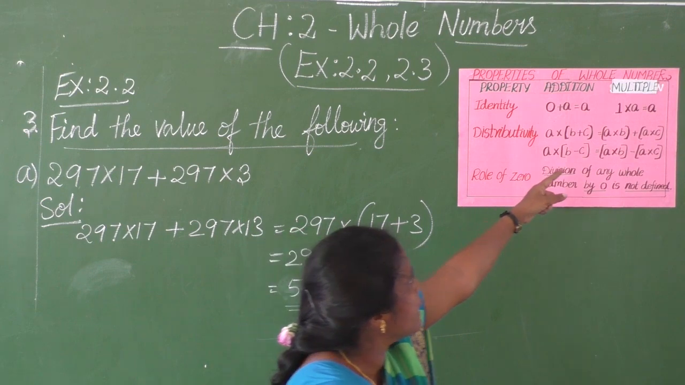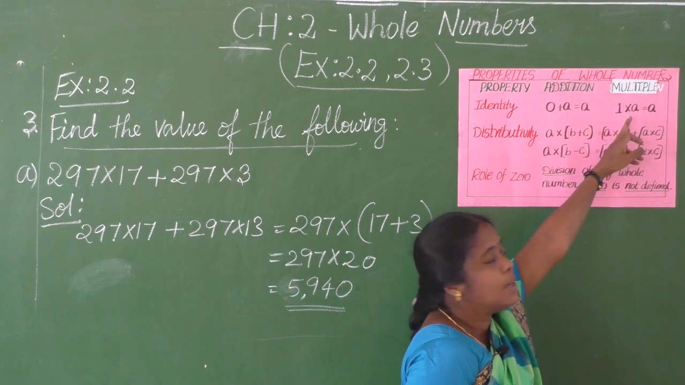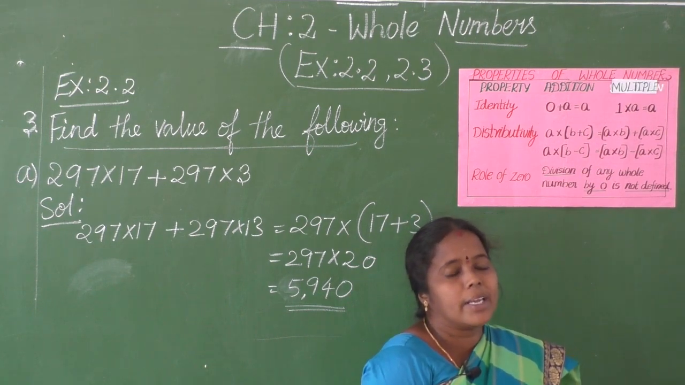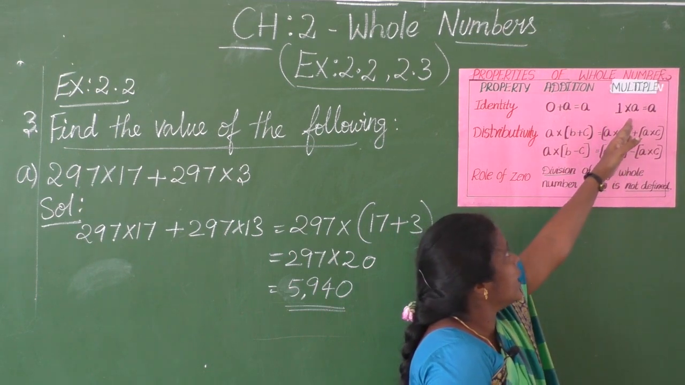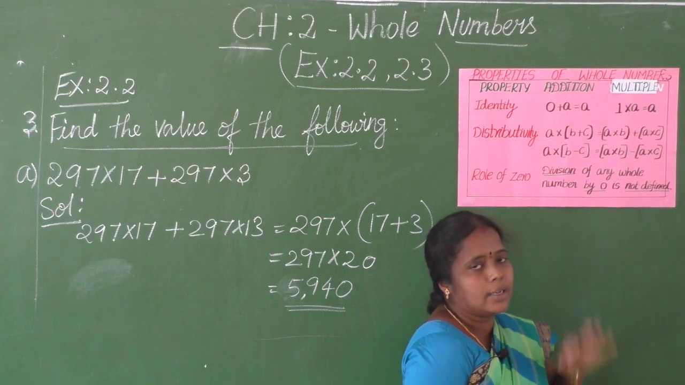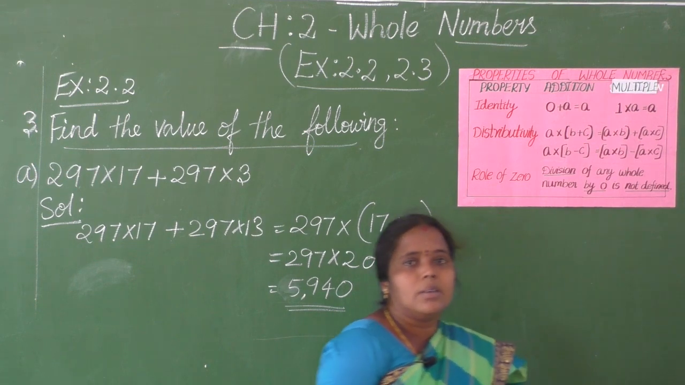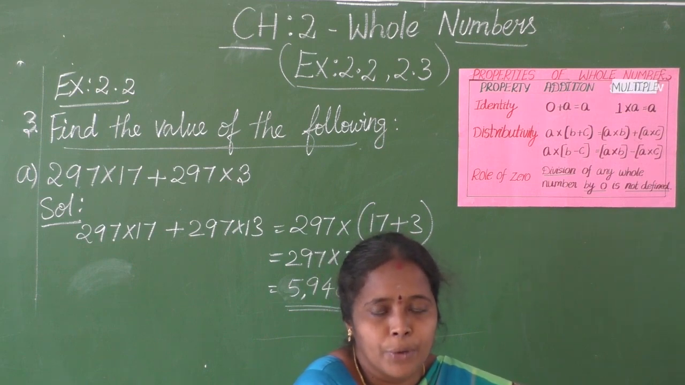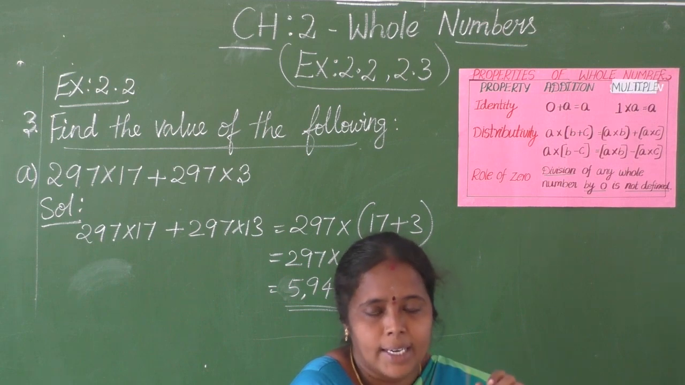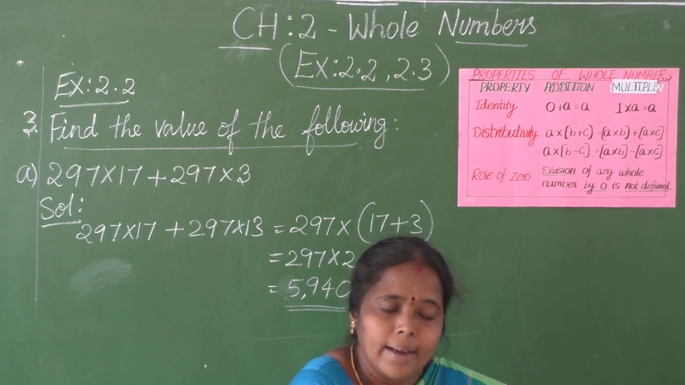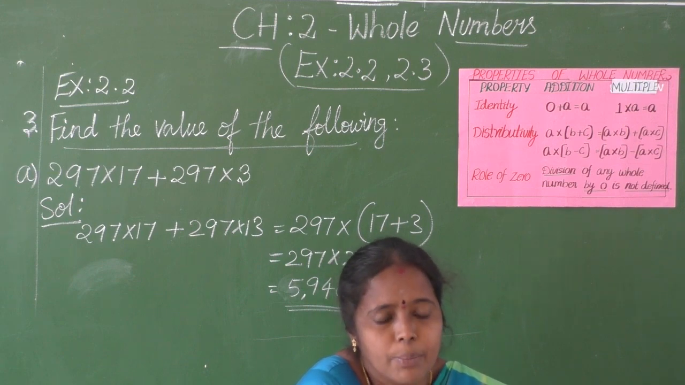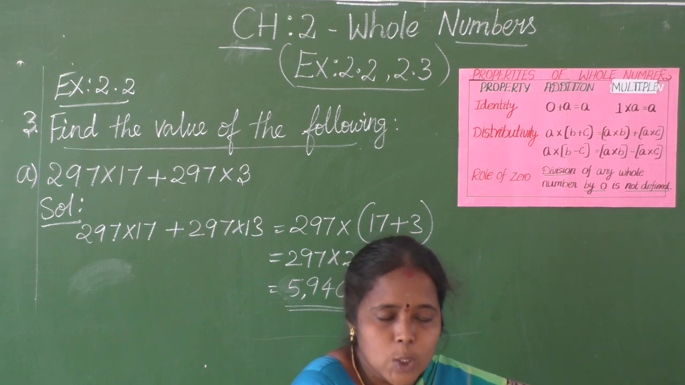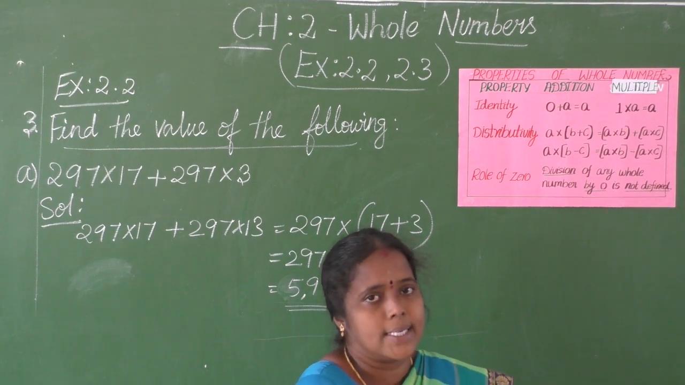Like that, multiplicative identity 1. 1 is called multiplicative identity for whole numbers. In general, how can we tell? For any whole number A, 1 into A equal to A into 1 is equal to A only. For example, take 7. 7 is a whole number. If you multiply 7 by 1, what do you get? 7 into 1, 7. Like that, 10 into 1, 10, 100 into 1, 100. Whatever it may be, multiply any whole number by 1, we will get the same. That's why 1 is called multiplicative identity.